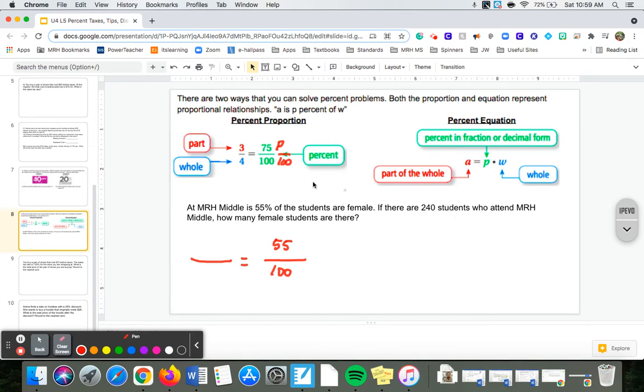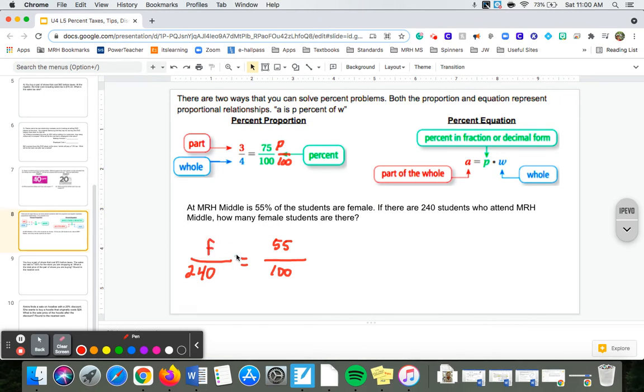So 240, you have to think, is that my part or is that my whole? 240 students who attend MRH Middle, and then we're looking for the female students. The 240 students is our whole. The part is the number of female students that attend. You can use any variable you want here. You could use A, the standard variable that goes for part, but if you want to say F for female students, you may do that as well.